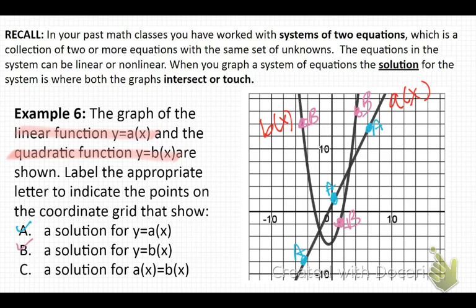Yes. And finally, C. It says a solution for a of x equals b of x. Where is that? Anywhere that they intersect. They're points of intersection. So right here, can I put a point there? And then my other point C can go here. Okay, you just need 3 points. You need an A, a B, and a C. A is on the line, B is on the parabola, C is either of the points of intersection. Can you keep working on number 7, please?